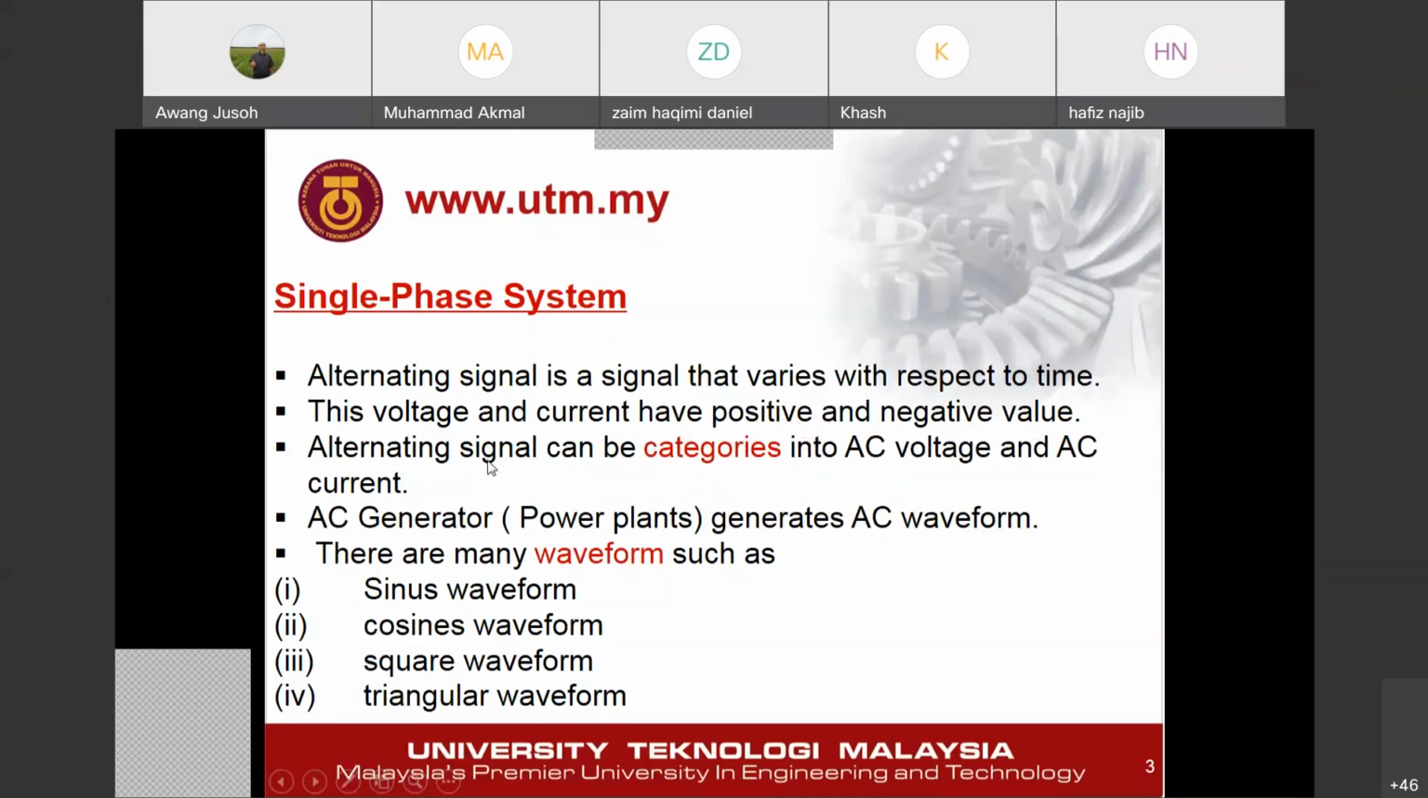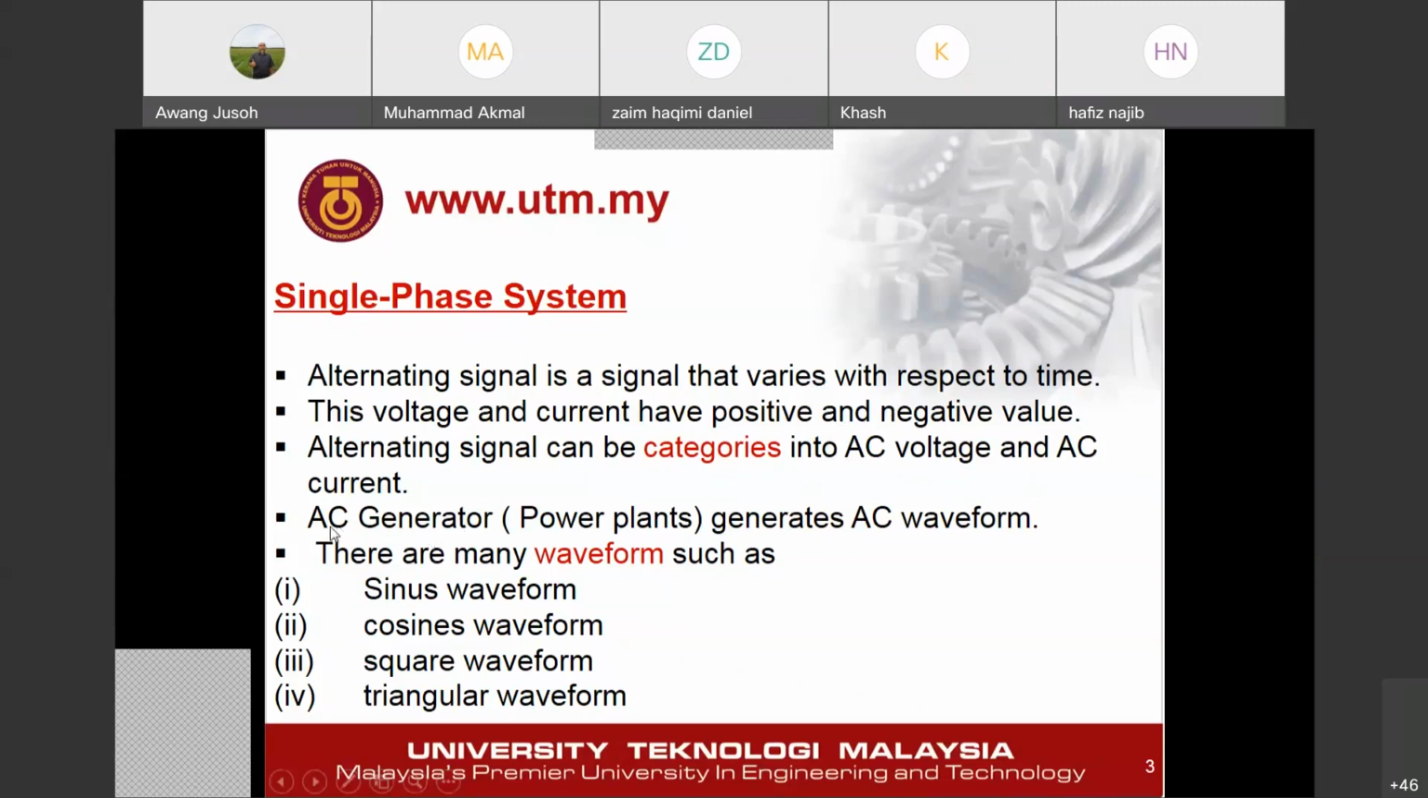And the alternating signal can be categorized into AC voltage and AC current. We can have AC voltage and AC current. And then how can we get the AC signal? How come we can get AC signal?